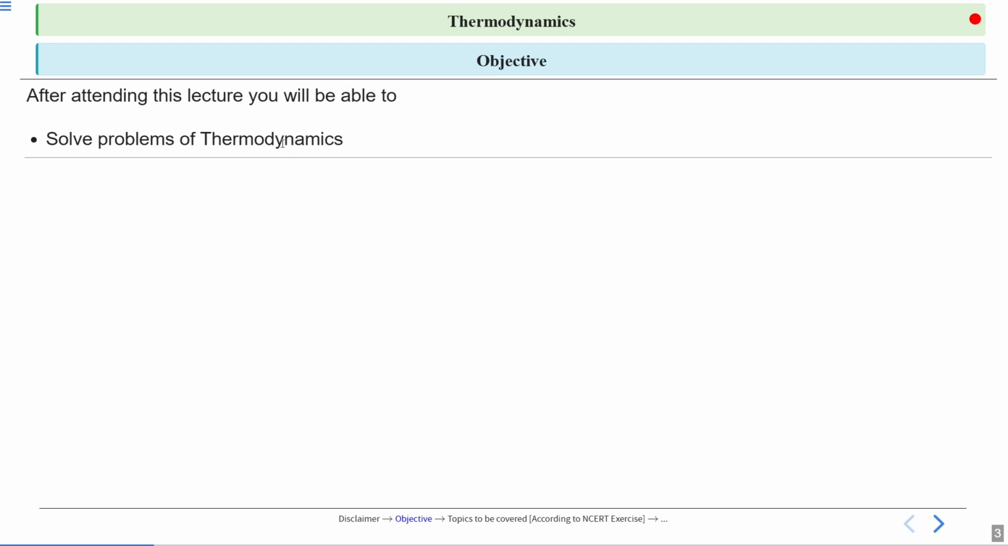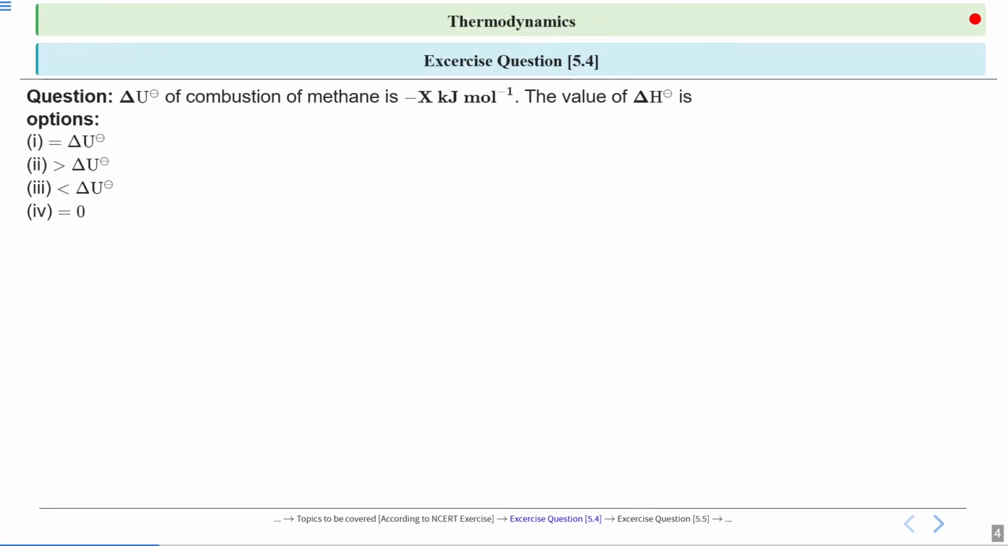Now let us begin with the first question. The question says that you have to compare the delta H naught value with the delta U naught value, and it is already given. Delta U naught is given as minus X kilojoule per mole. This is for the reaction which is specifically the combustion of methane. So there are 4 situations: whether your enthalpy will be equal to the internal energy, greater than the internal energy, less than the internal energy, or equal to 0.